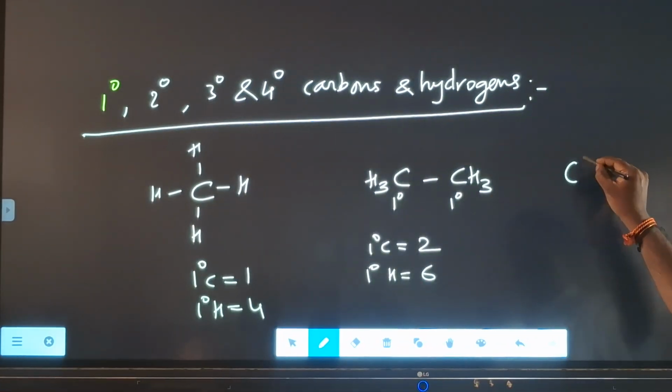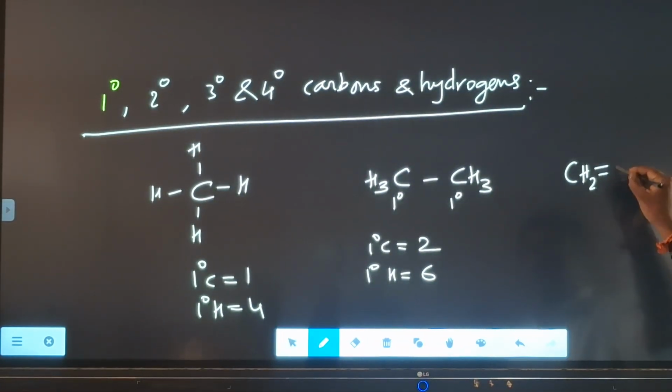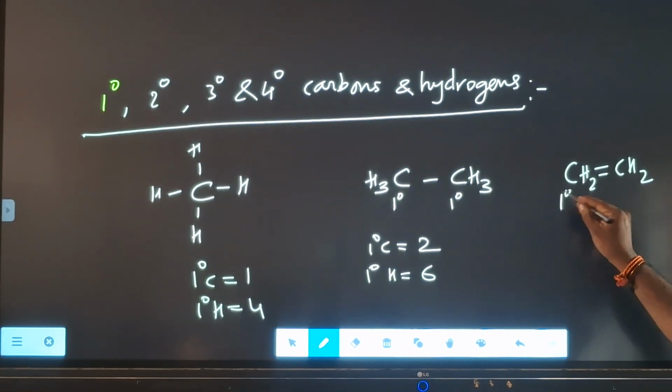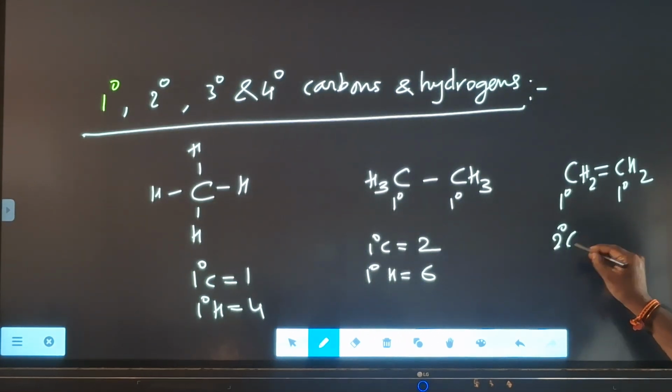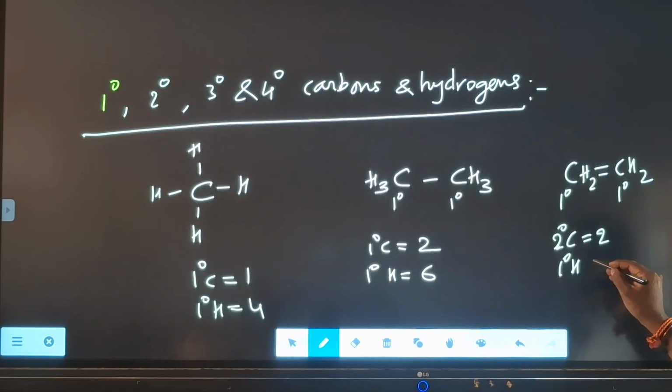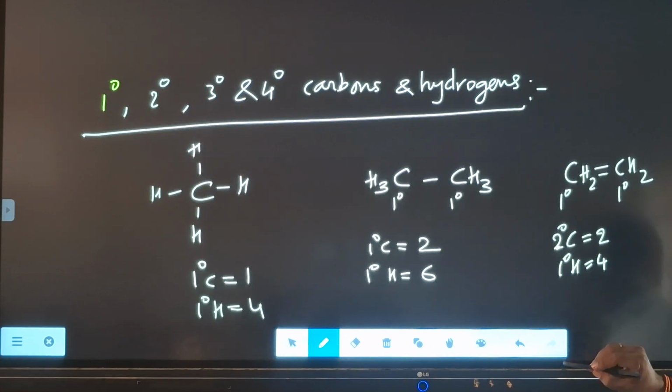If you take CH2 double bond CH2, here the number of primary carbons: it is primary carbon because it is directly attached with one carbon. This one is also primary carbon, directly attached with one carbon. And here primary carbons is 2 but primary hydrogens 4, because of the double bond the number of hydrogens decreases.